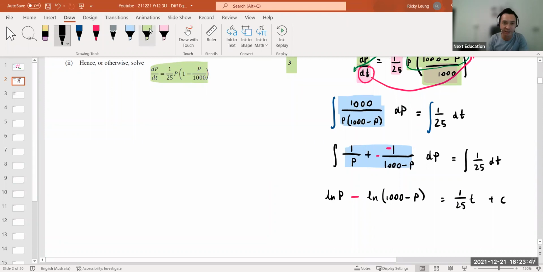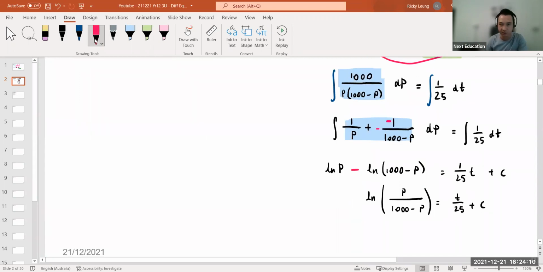Guys, what am I trying to do? I need to make p the subject. That is the key. So let's utilize some algebra to do it. So let's combine my logs here. All right, that's like p on top. 1,000 minus p equals t on 25 plus c. Guys, exponential and logs are mutually inverse. So I'm going to exponential there and exponential that. Right, so then e of ln goes away and I get p on 1,000 minus p equals exponential of t on 25 plus c.